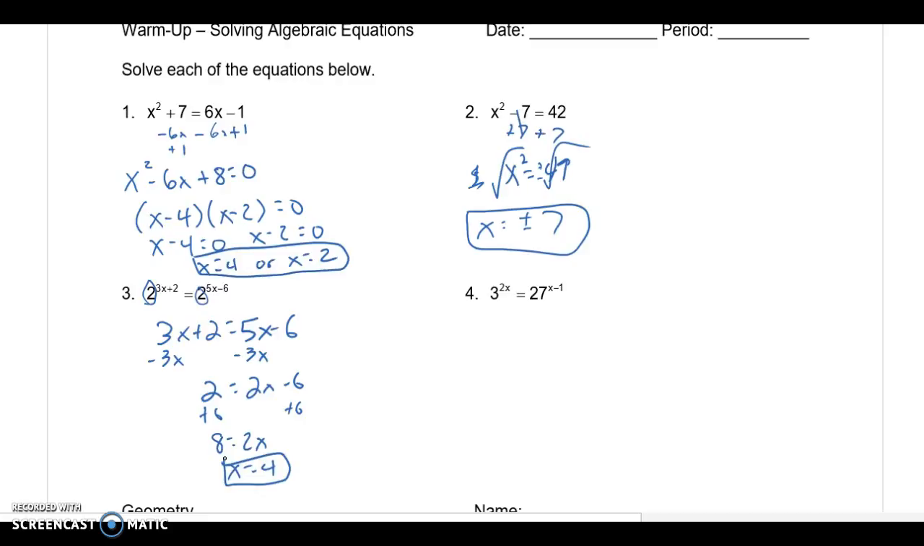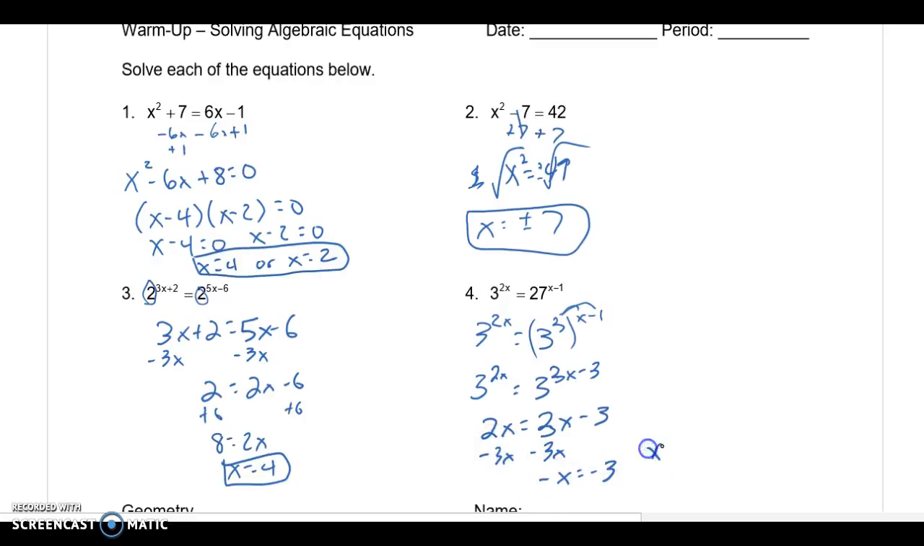On number 4, we do need to change the base of the 27. We want to get it down to a 3. 3 to the 2x is already good. 27 is 3 to the 3rd power. And then in the next line, we distribute the exponent, so distribute the 3 to both parts of that other piece of the exponent. Let me rewrite that x. It's looking a little gross there. All right, there we go. We get 3 to the 3x minus 3. The bases are the same. I set the exponents equal, and I solve. So I'm going to take 3x away. So x has to equal 3.